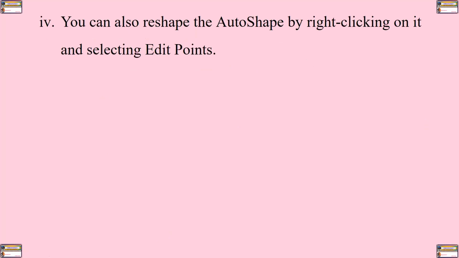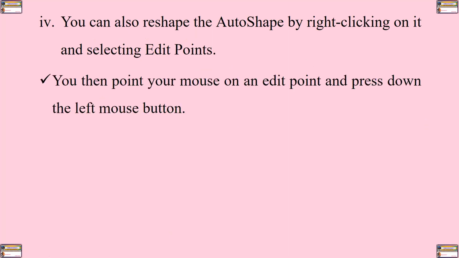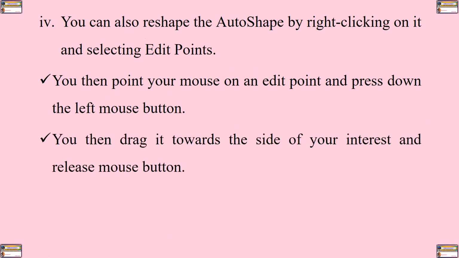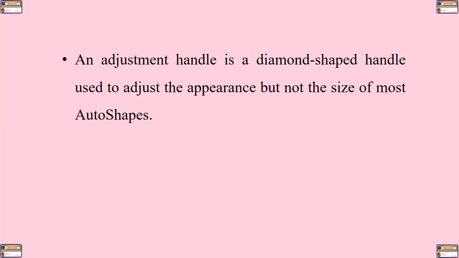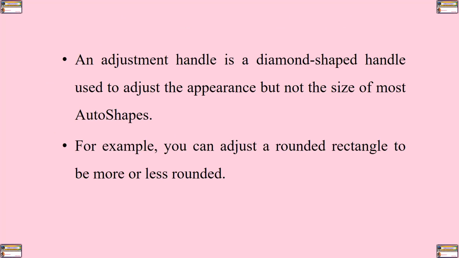You can also reshape the auto shape by right-clicking on it and selecting Edit Points. You then point your mouse on an edit point and press down the left mouse button. You then drag it towards the side of your interest and release the mouse button. You then repeat this step at various edit points till you have the shape that you want. An adjustment handle is a diamond-shaped handle used to adjust the appearance but not the size of most auto shapes. For example, you can adjust a rounded rectangle to be more or less rounded.